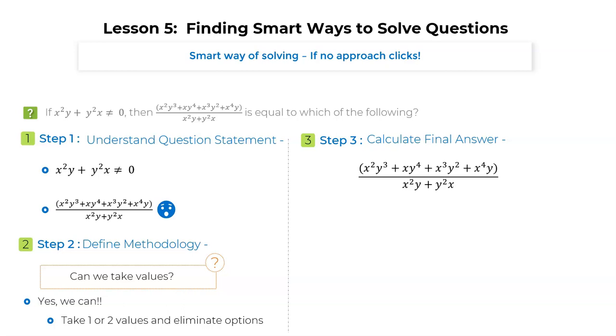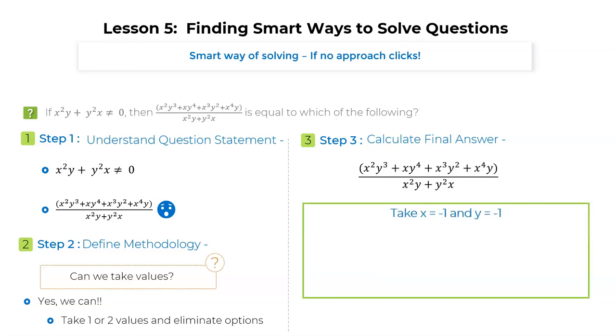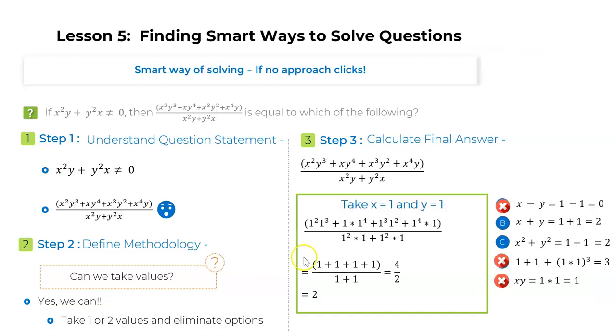So you can take 1, minus 1, or you can take minus 1, minus 1. So I'm taking minus 1, minus 1. Okay. Now you might ask, how did you decide minus 1, minus 1? Well, I did that by looking at x square, y square. So I know these squares will give me positive values. So let me take a negative value. Let me take minus 1, minus 1 and see what happens.